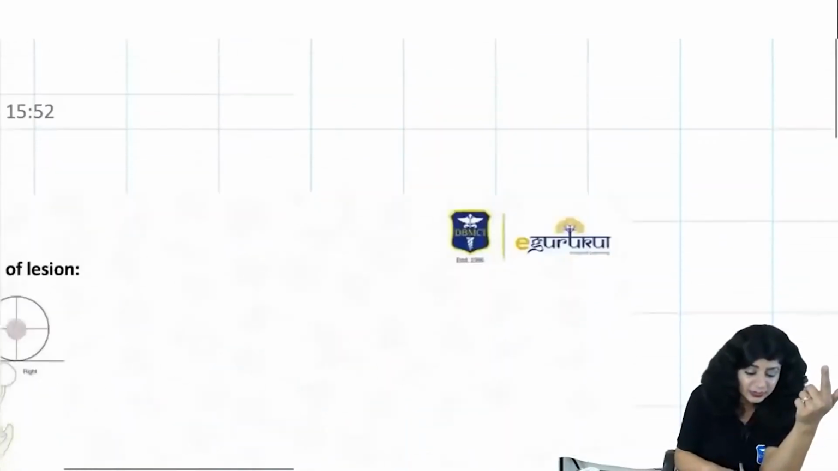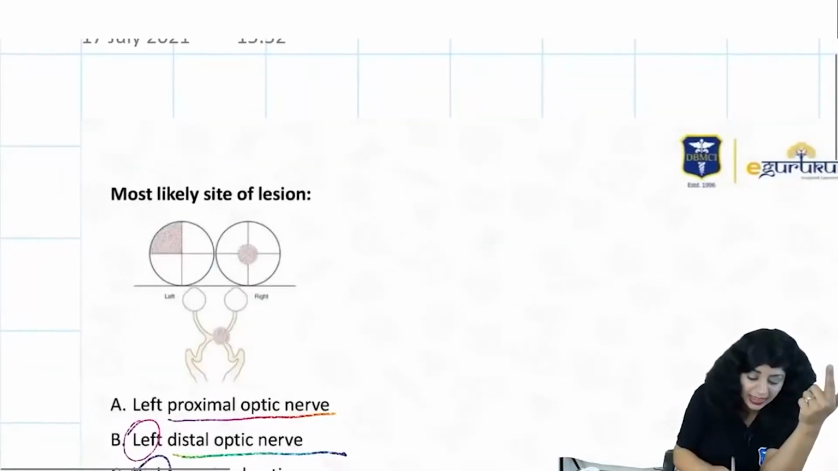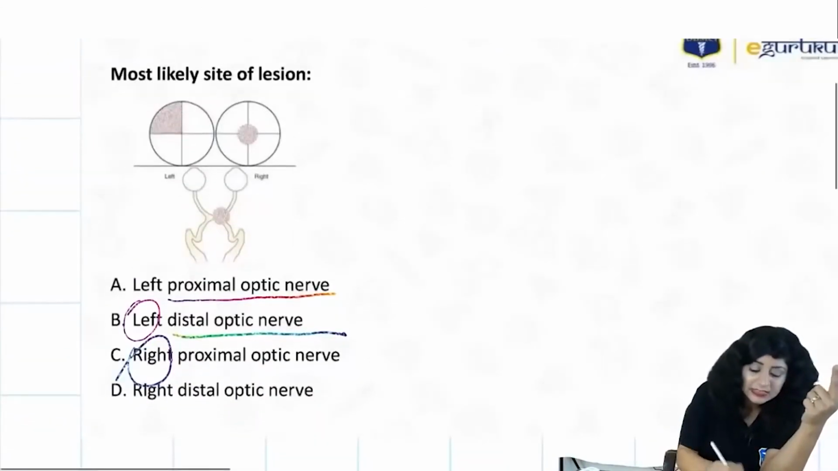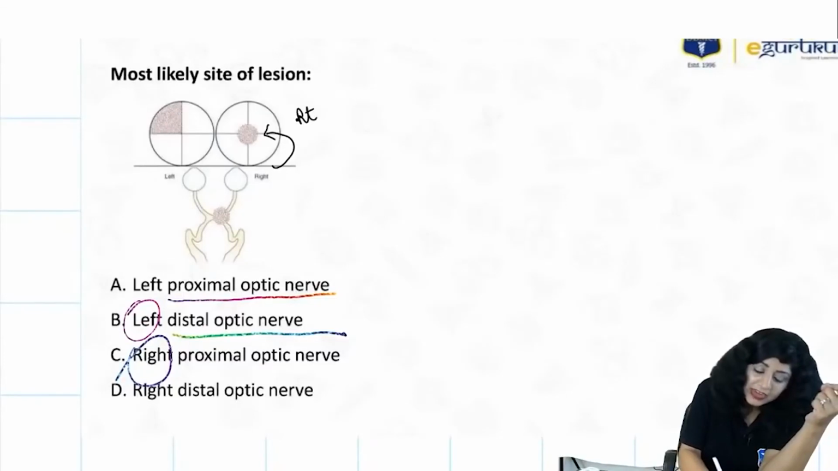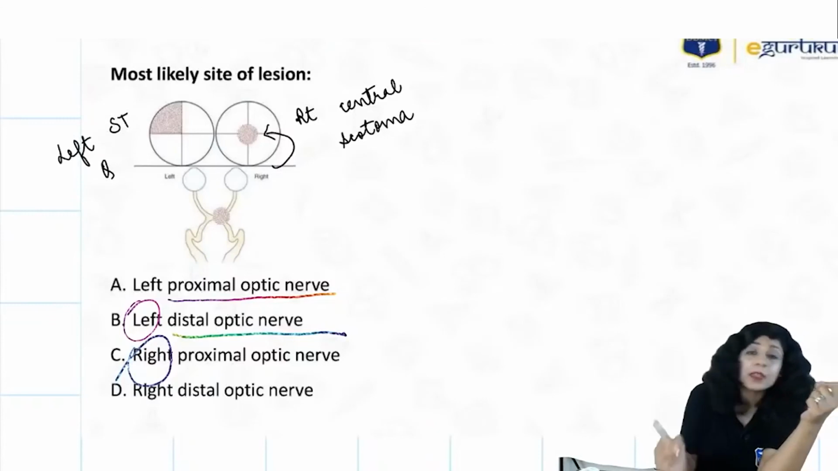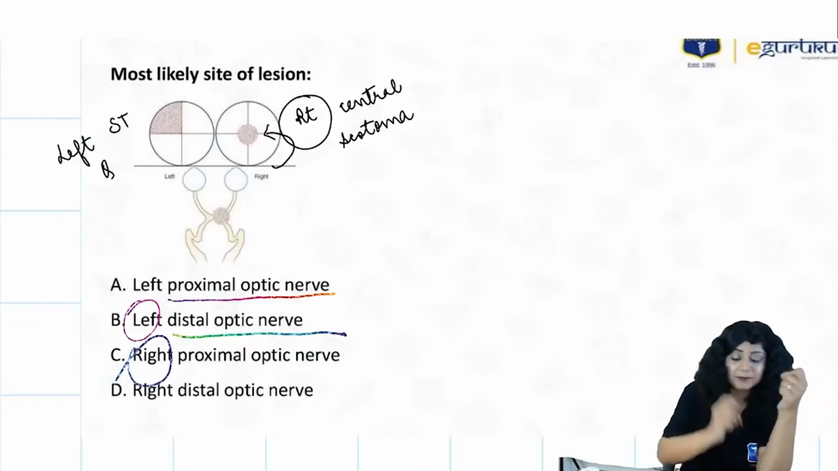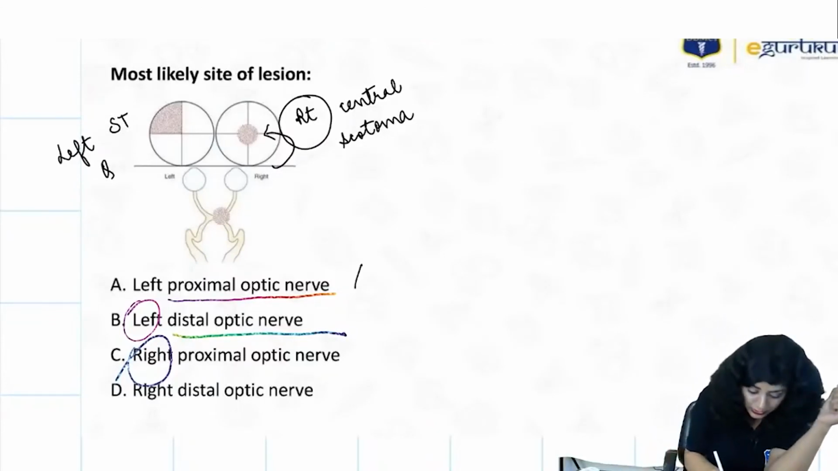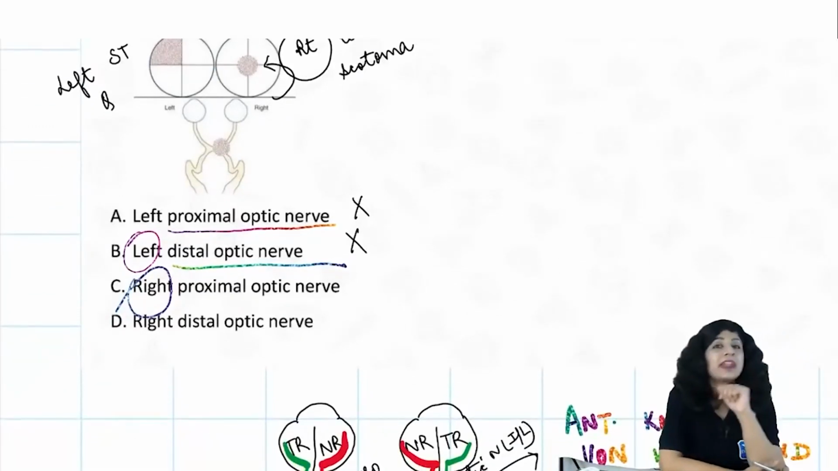So look at the question now. For example, on this side they are giving you the central scotoma. We have a right central scotoma and a left supratemporal quadrantanopia. Which side is affected? The right side is affected, so we will cut both left options. Now we are left with the right proximal or the right distal.